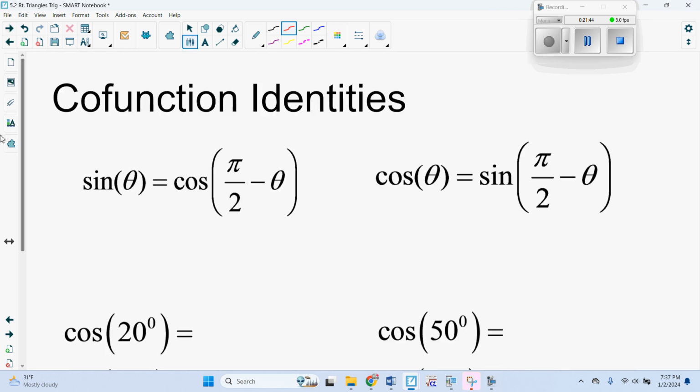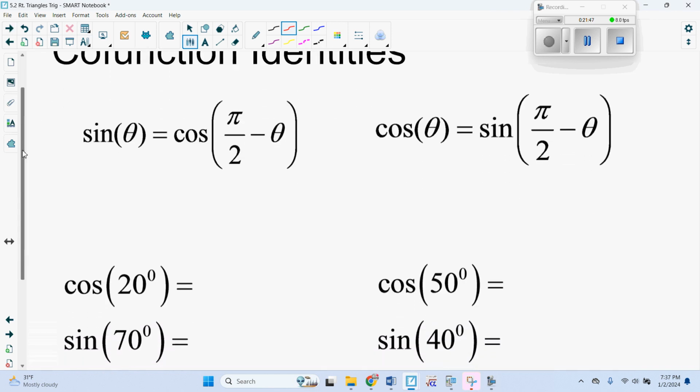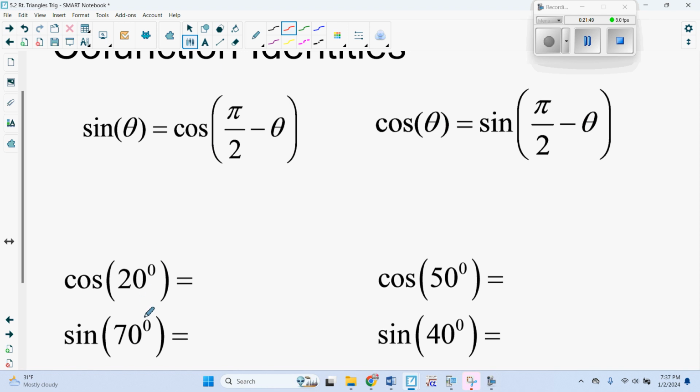And the last thing is the cofunction, which I've already mentioned, how the cosine of 50 and sine of 40 have the same value. So if you just subtract from 90, those values are the same.